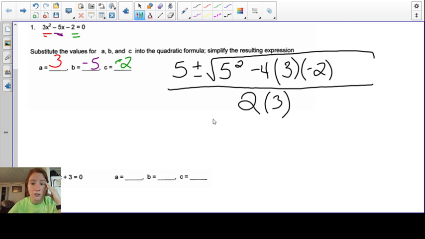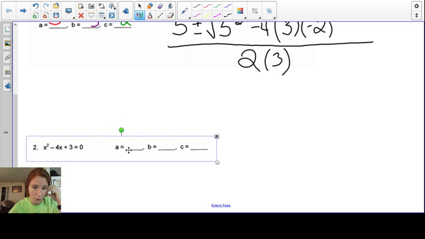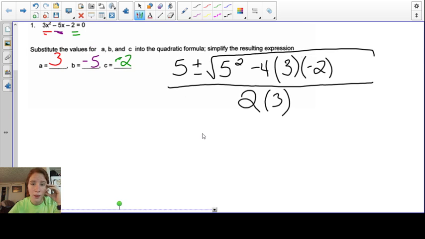Now what we need to do is some simplifying. I might have to move this down, but that's just because I write so big. When we simplify, we're going to simplify the stuff underneath the square root first. The 5 out front is going to stay. 5 squared, or 5 times 5, gives me 25.